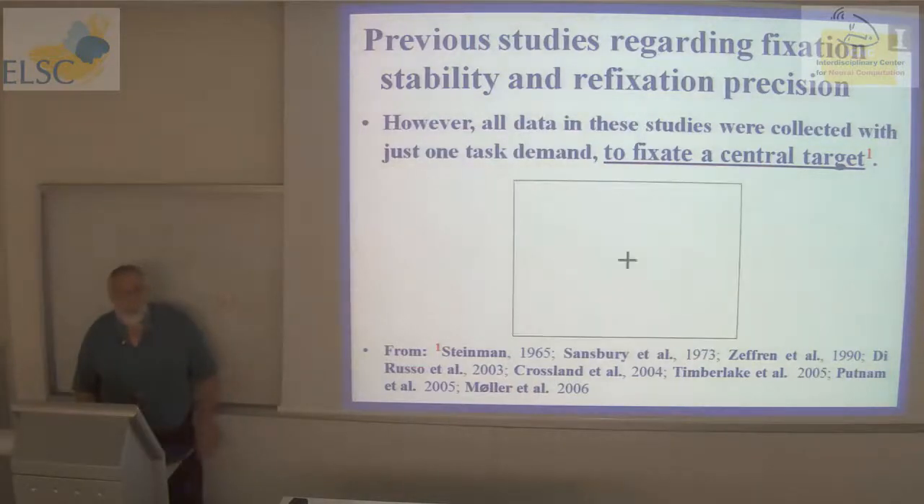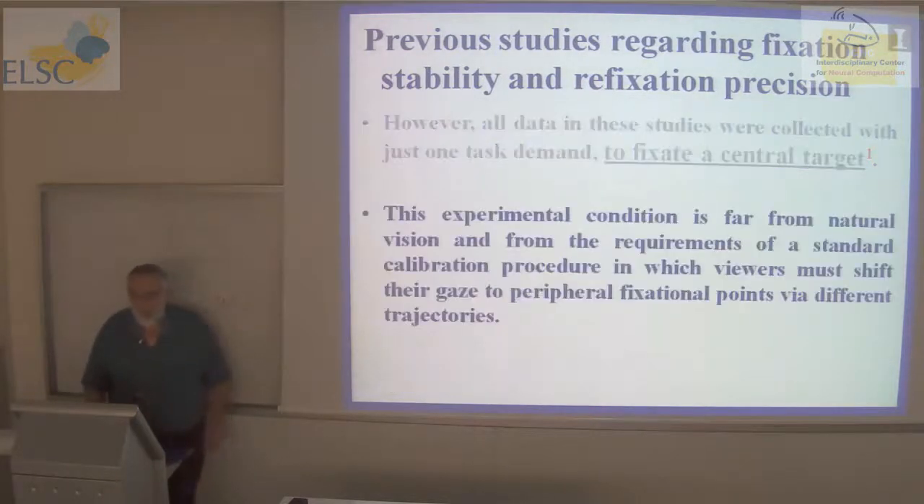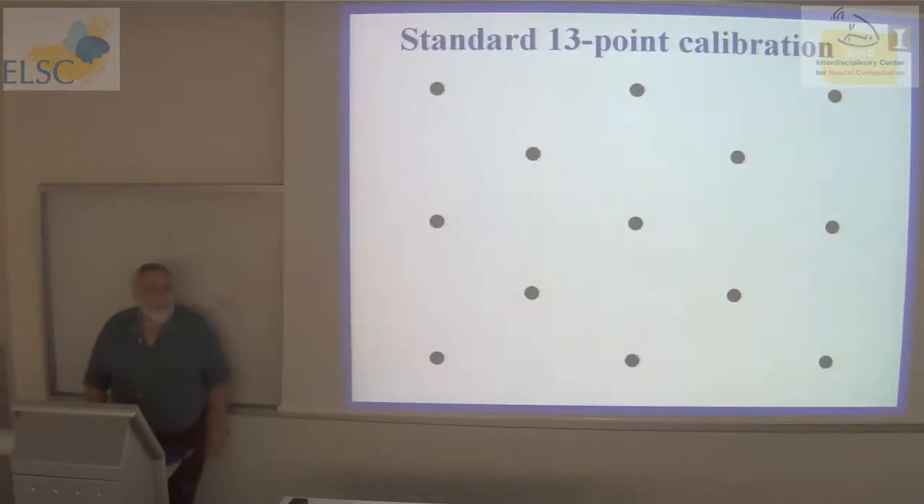However, I should mention that all those experiments that have very high sensitivity, and we need high sensitivity in order to do it, were done while people were fixating on the center of the screen. And there are very few experiments that were not done in the center of the screen. And natural viewing is very far from looking just straight ahead all the time. Just to give an example, this is the point for calibrating the eye tracker, and each time we have to move our gaze to a different place.